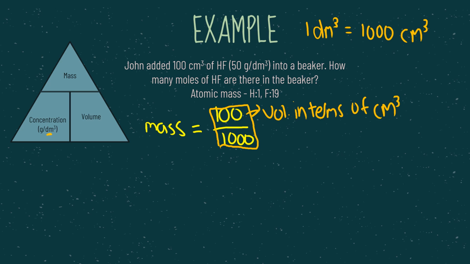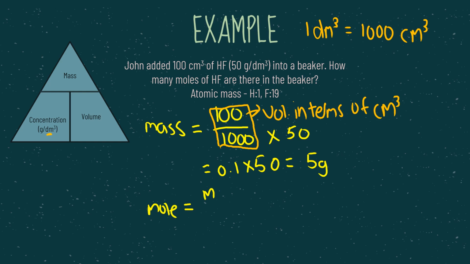This volume will then be multiplied by the concentration, which is 50. This gives us 0.1 times 50 equals 5 grams. So now we know that 5 grams of hydrogen fluoride is inside the beaker, but we want to know how many moles there are in 5 grams of hydrogen fluoride. If you have watched the first part, you know that mole is equal to mass over Mr. So the mass is 5 grams and the Mr is 1 plus 19.